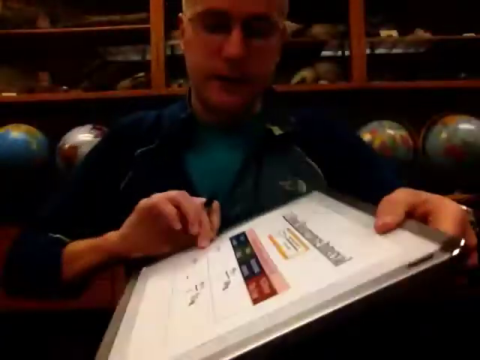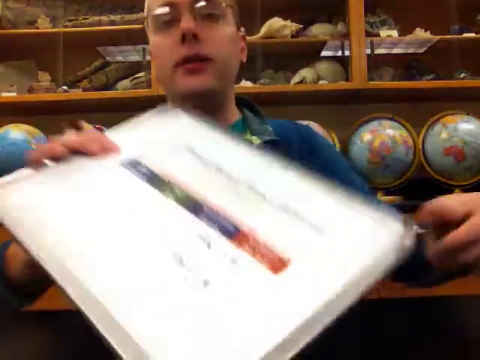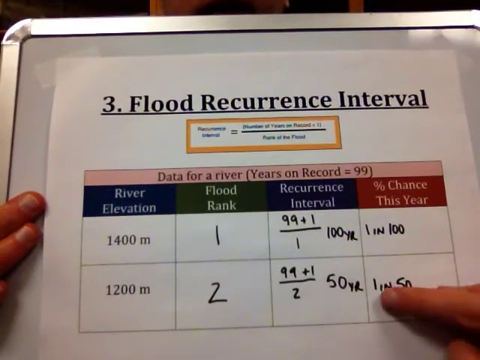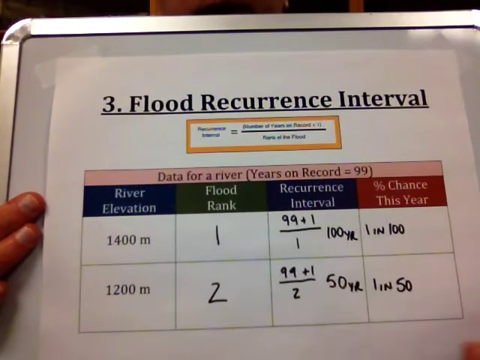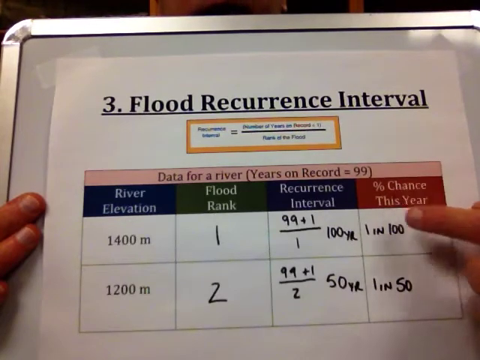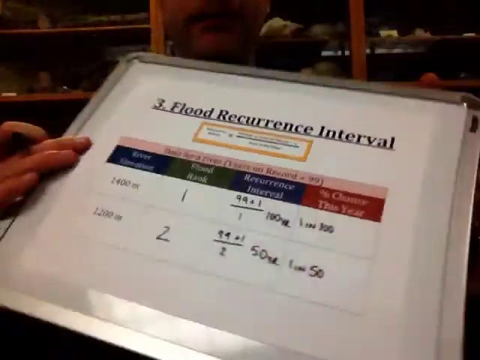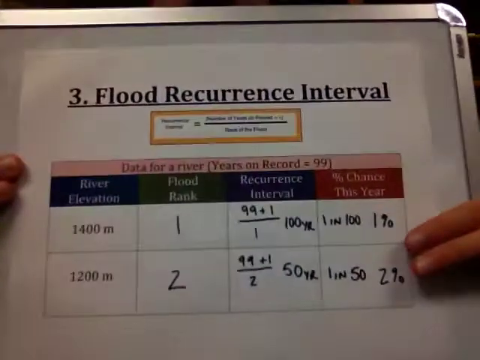What you write in the last column is 1 in, for both of these, and then the number for the recurrence interval. So 1 in 100, because this is our 100-year flood, and 1 in 50, because this is the 50-year flood. To figure out the percent, you just divide 1 by 100 and 1 by 50. When you do that, 1 divided by 100 gives you an answer of 1%, and 1 divided by 50 gives you an answer of 2%.